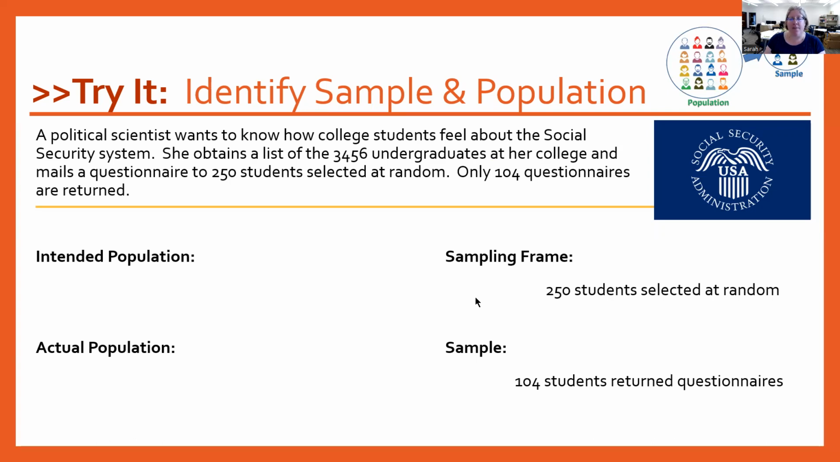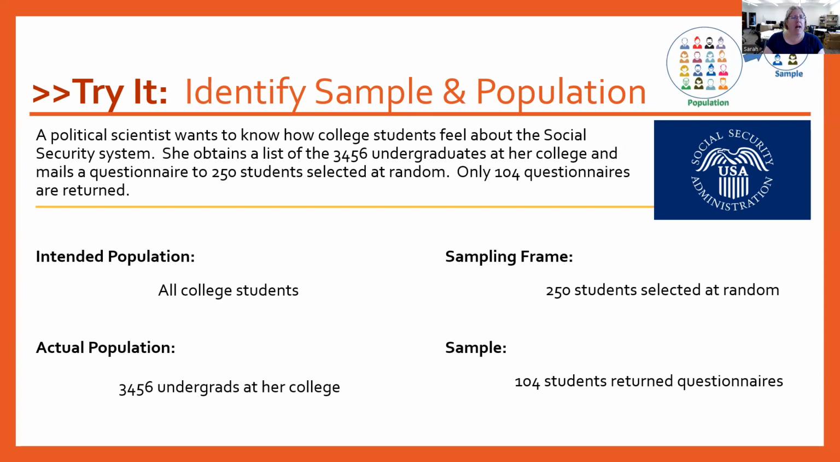Now, where did those 250 people come from? They came from a list of 3,456 undergrads at this researcher's school. Okay. Now, is that actually the intended population? Is that who she really wants to talk about? Not really. If I look at the first sentence, it says a political scientist wants to know how college students feel about the Social Security system. So I think that her real intended population is all college students at all colleges. And that would be in the US since that's where the Social Security system is based. So we do have a mismatch here, and some of the people we're leaving out are grad students because it looks like she only surveyed undergrads.